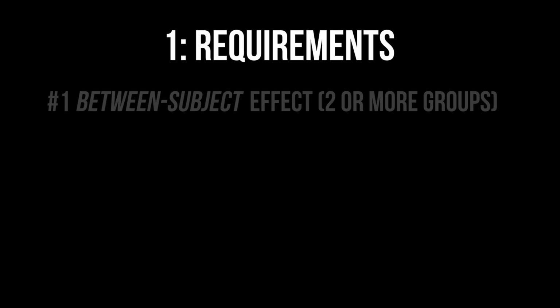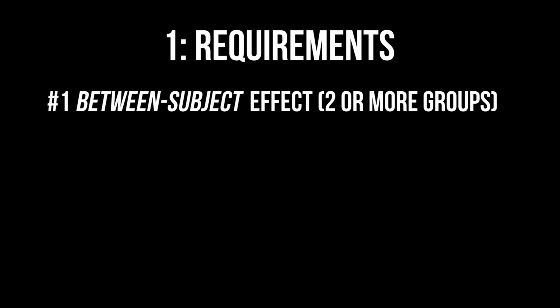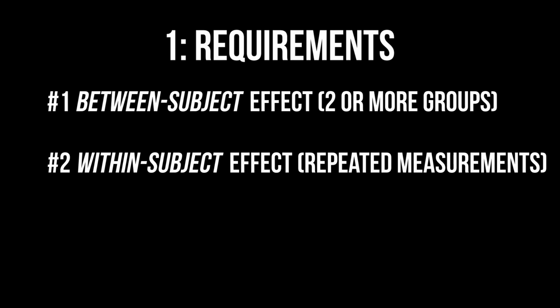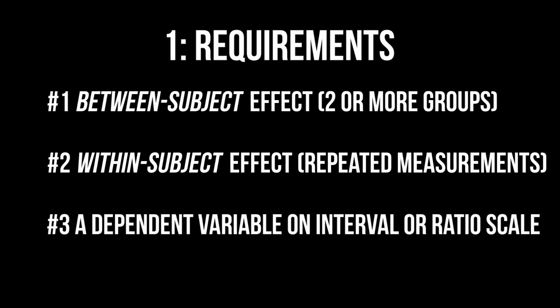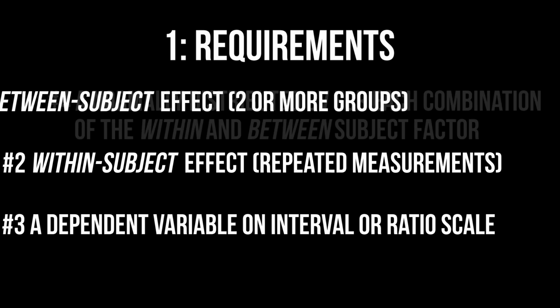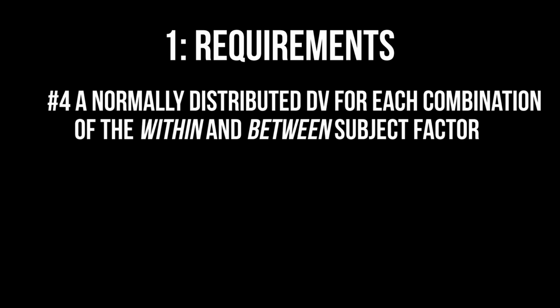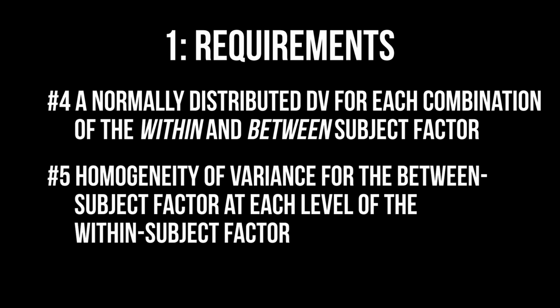The requirements for the mixed ANOVA are the following. A between subject effect, meaning at least 2 groups of individuals, usually a control and intervention, aka experimental group. A within subject effect, meaning repeated measurements for all individuals. A dependent variable on the interval or ratio scale. A normally distributed dependent variable for each combination of the within and between subject effect. Homogeneity of variance for the between subject factor at each level of the within subject factor.